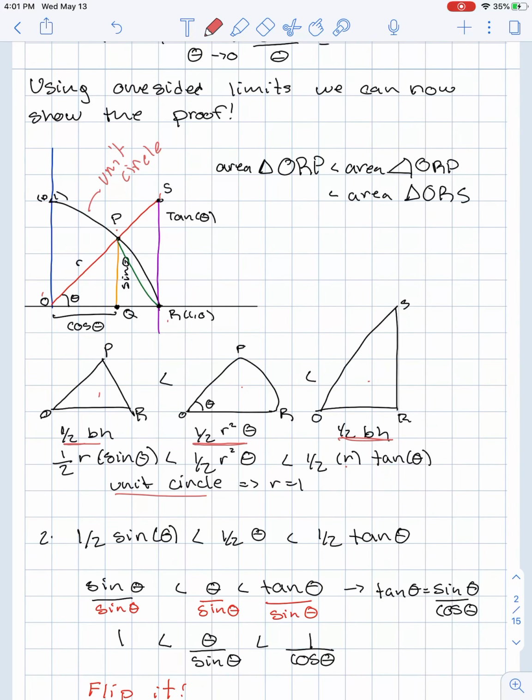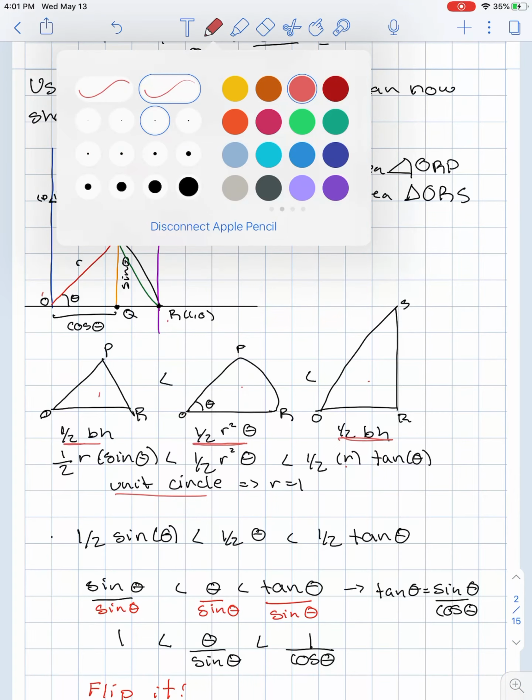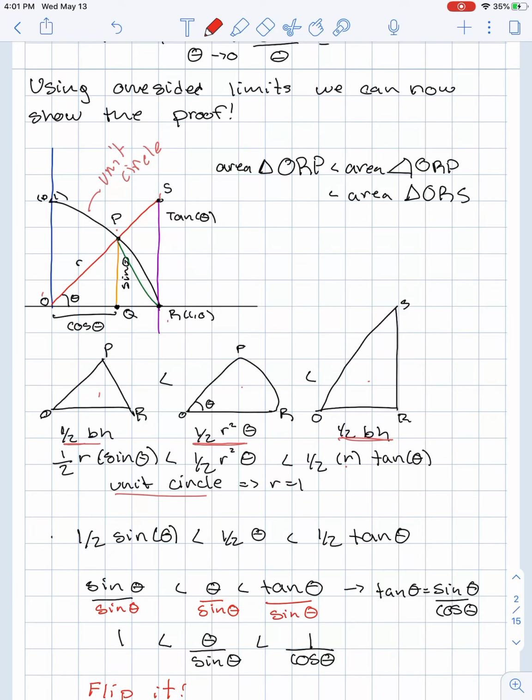So I now get that 1/2 sine theta is less than 1/2 theta, which is less than 1/2 tangent of theta. Alrighty? So then I can multiply each side by 2. So 2 times, 2 times, 2 times, right? What I do to one side, I have to do to all sides. And then I get sine of theta is less than theta, which is less than tangent of theta.